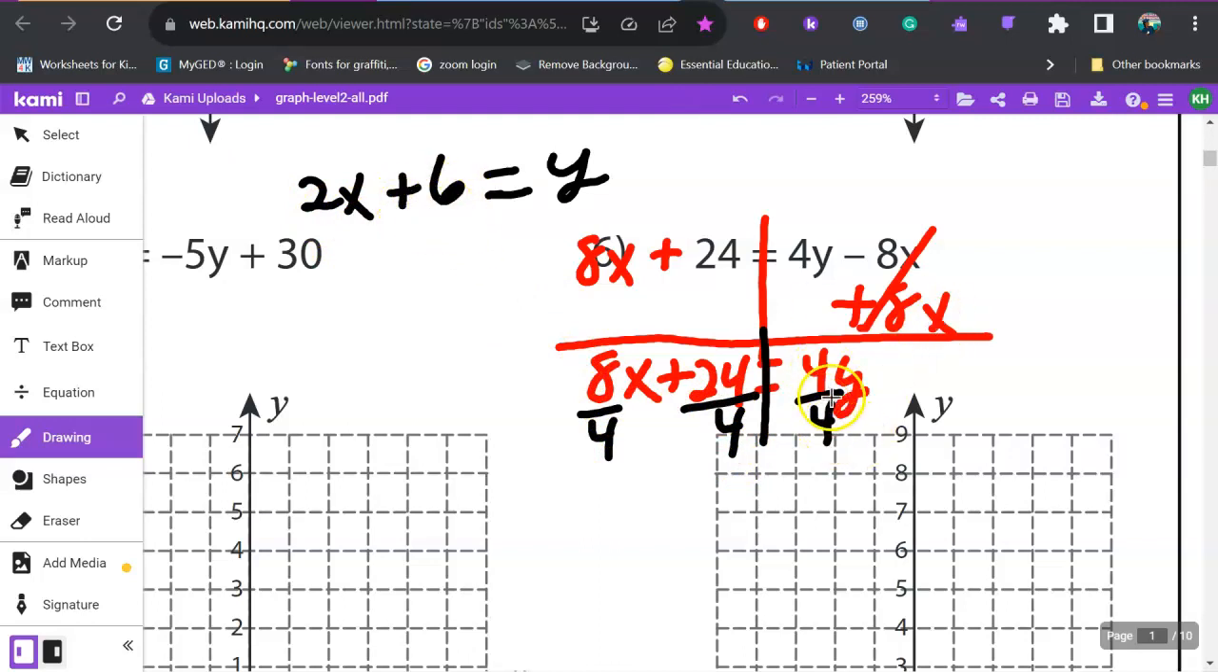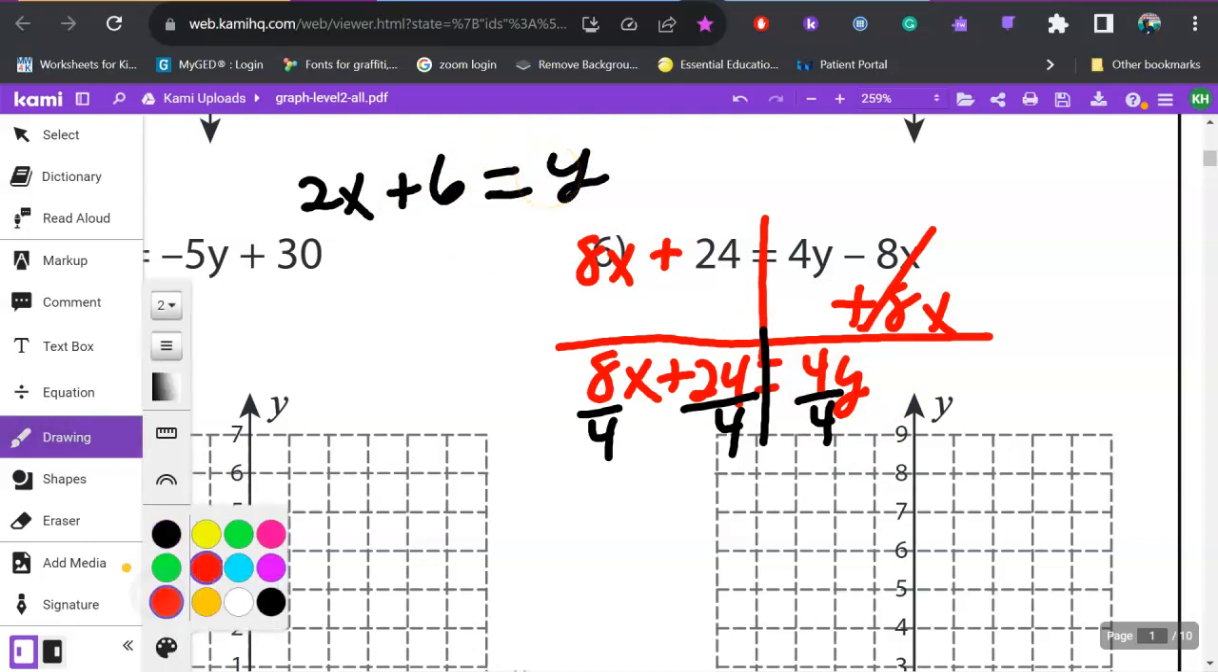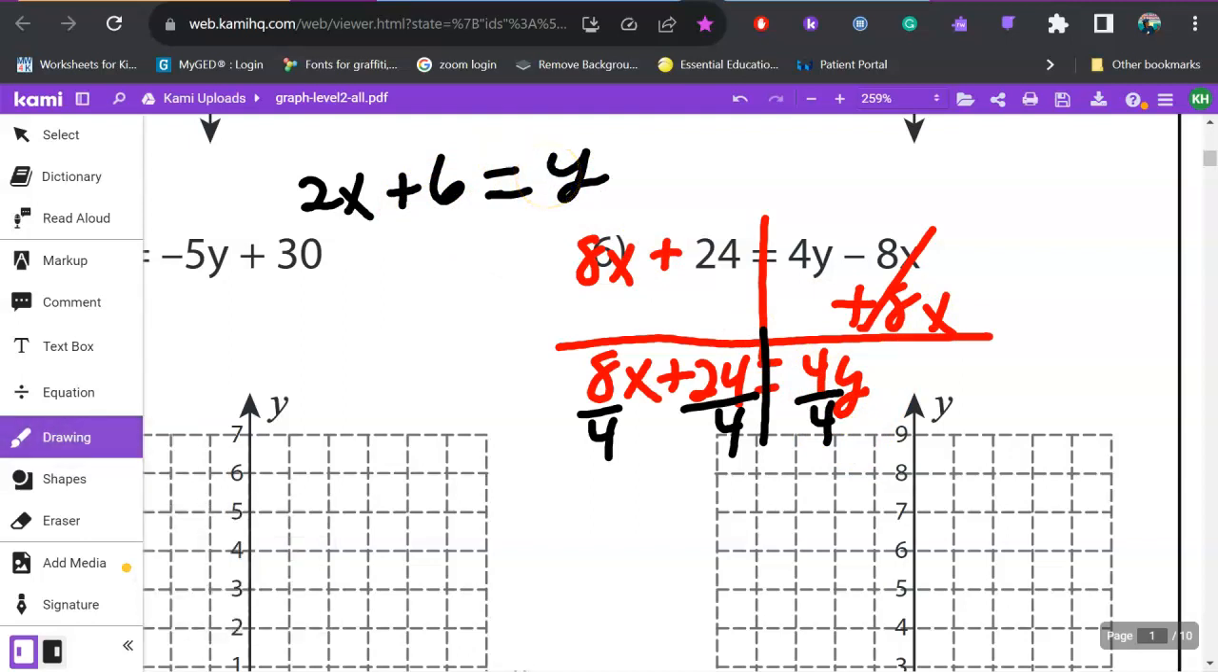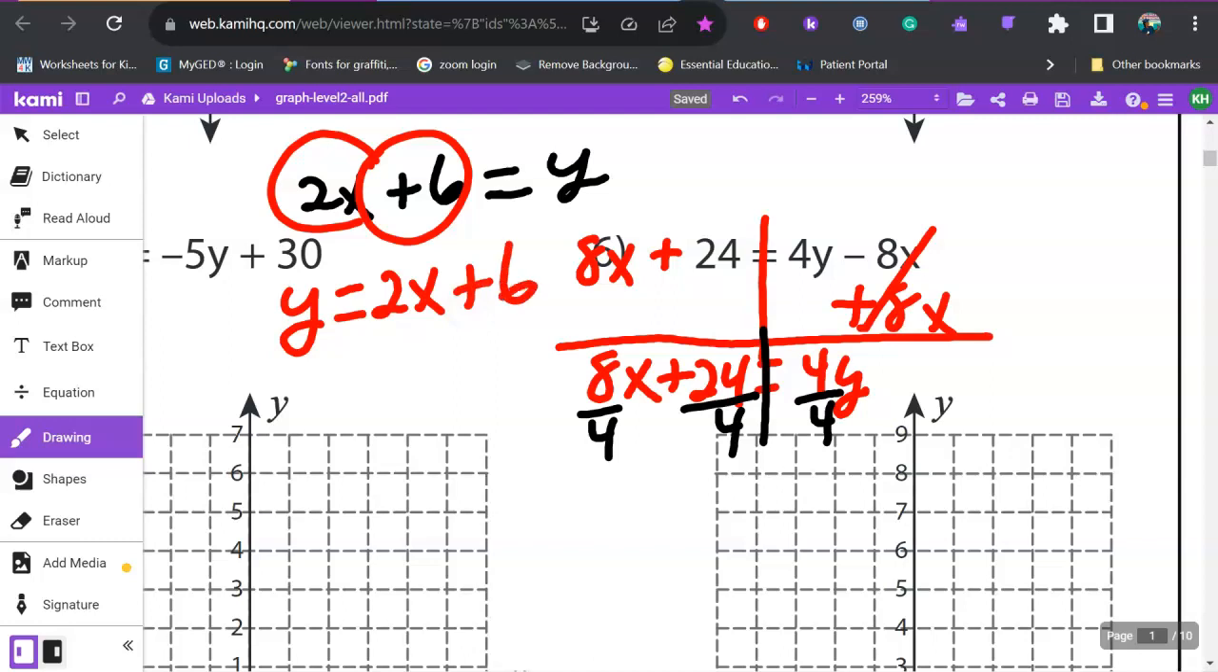And then 4 will go into itself 1 time, just giving you the y. So you know me, I like to rearrange it to where my y is on the left side, so it's easier to look at when I graph. So y equals my slope number, that's positive 2x, and my y-intercept, my b number, which is a positive 6. So bam, that's what I'm going to graph.